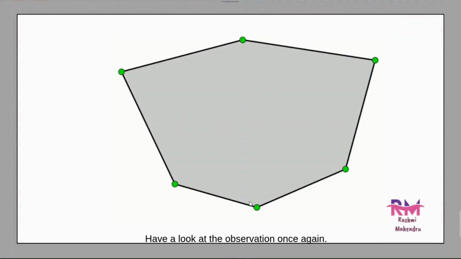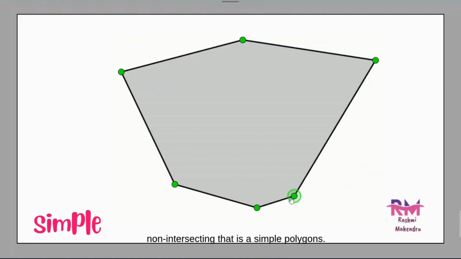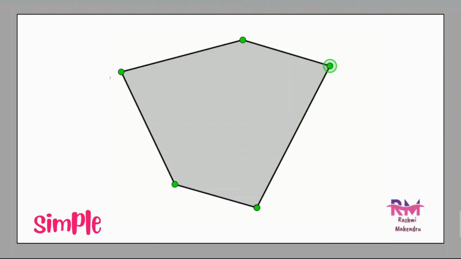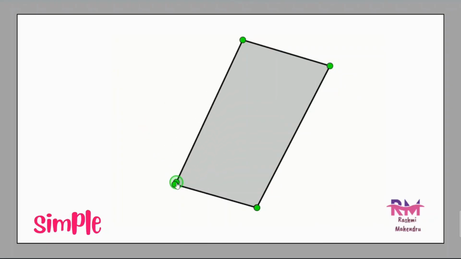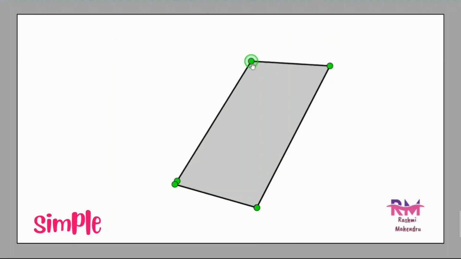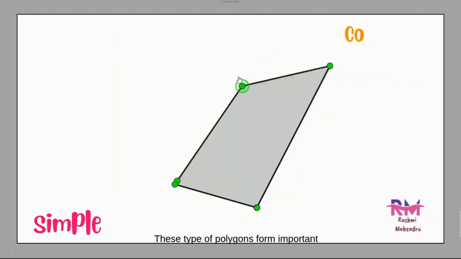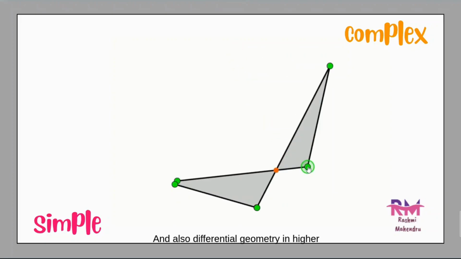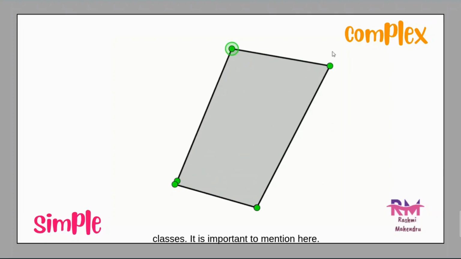Have a look at the observation once again to see the transformation from non-intersecting, that is the simple polygons, which you see on the screen right now, transforming into complex polygons. These types of polygons form important applications in complex analysis and also differential geometry in higher classes.